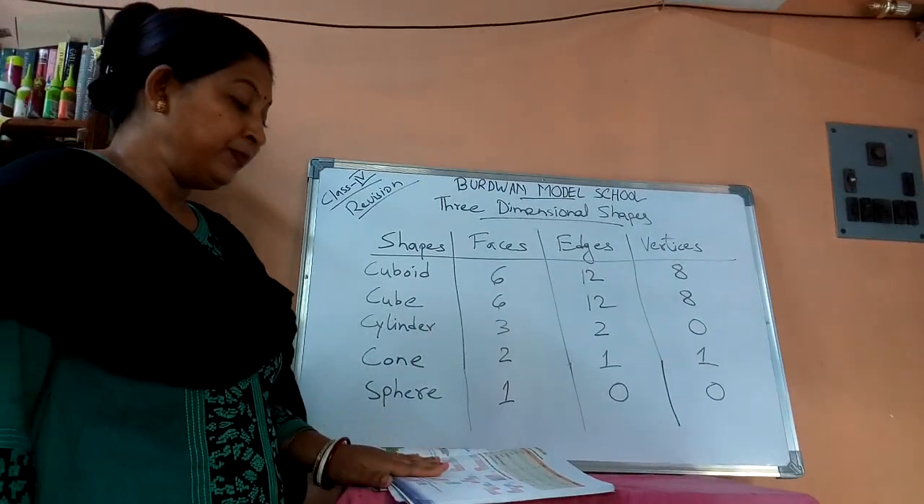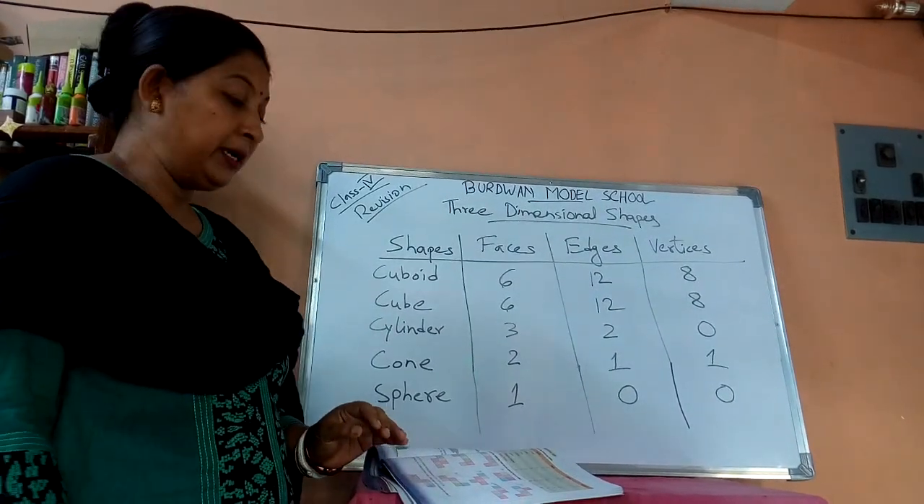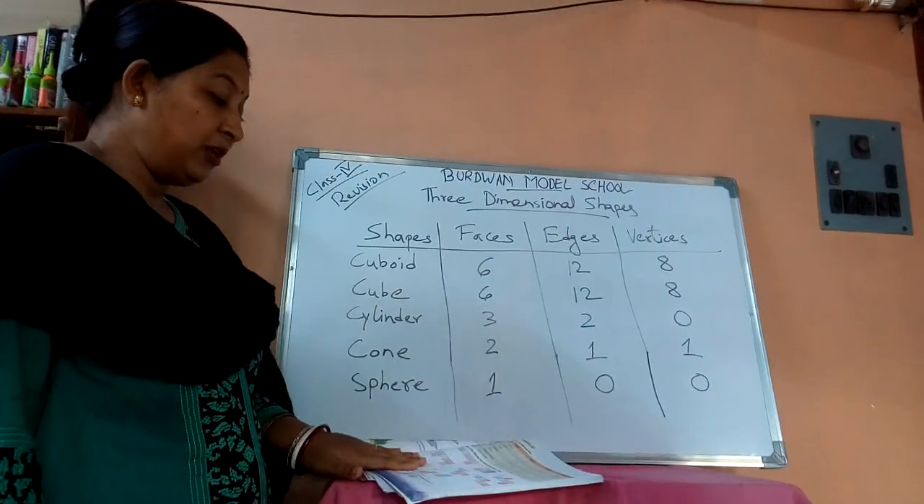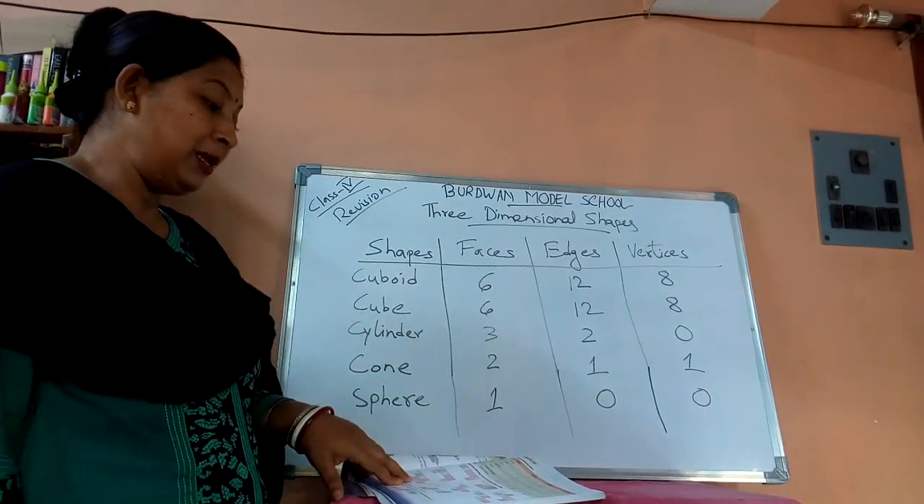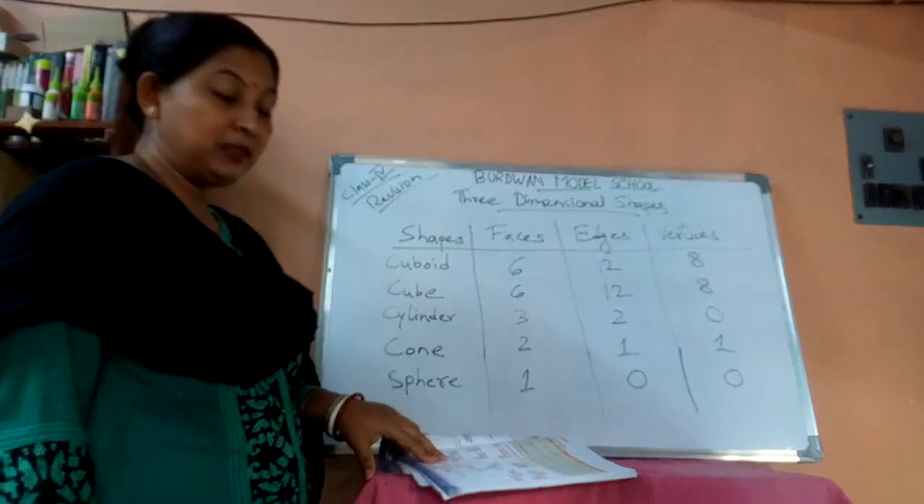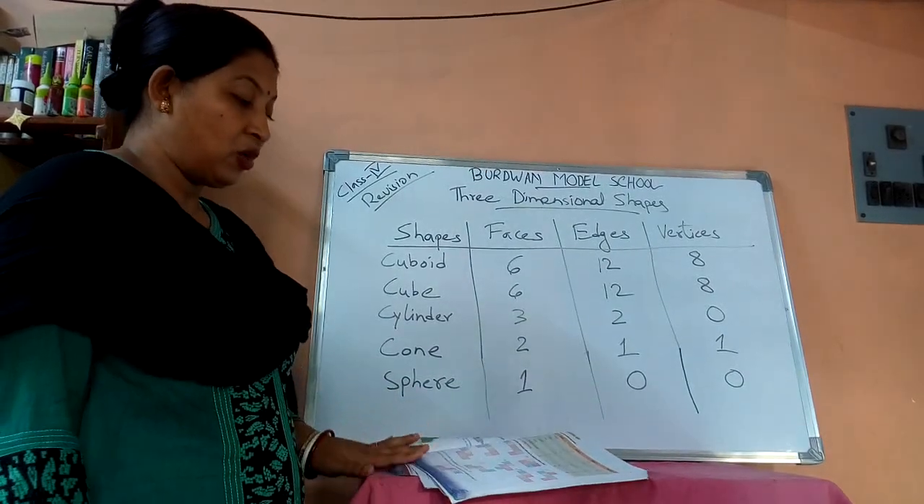These are the nets given which, when you fold them, will become the shape of a cube. So from question number 2, only C, E, F and H, when you fold them, will become a cube. So these are the nets of the cube.